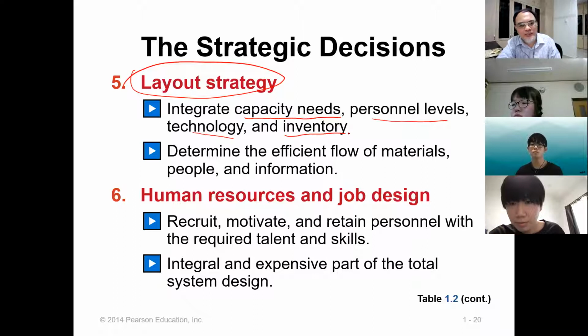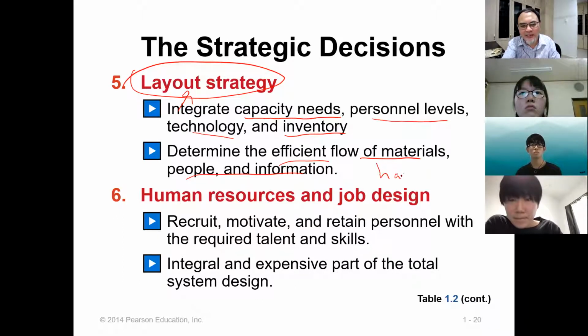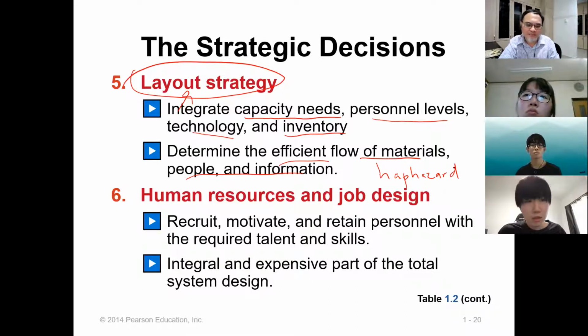And inventory control in layout: where do you keep your components, or put your semi-processed products, because this will determine the efficient flow of materials, people, and information. If you have a very poor layout, the flow of material goes in one direction, then this direction, then that direction. So it's haphazard. You can find the meaning of this word, haphazard. You don't want a haphazard flow of materials.